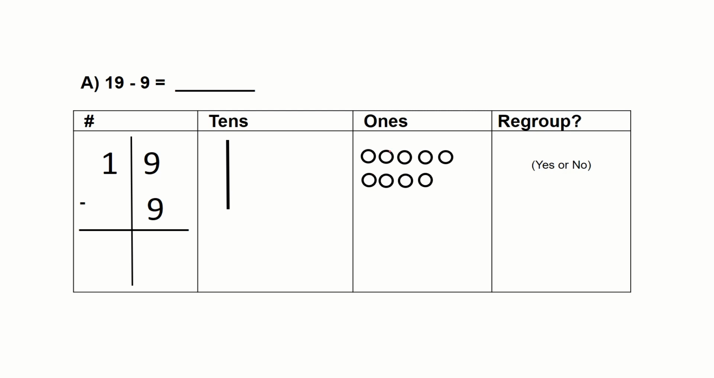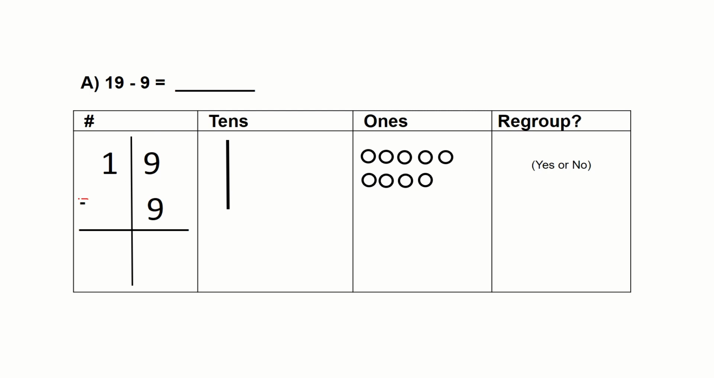Now remember, I drew circles because it's just a lot easier for us to draw, and we've been doing this from the beginning of the school year. We draw circles to represent our ones cubes so that we're not spending too much time drawing boxes. So now I drew my 10 stick. I drew my 9 ones cubes for the number 19. My second number is minus 9.